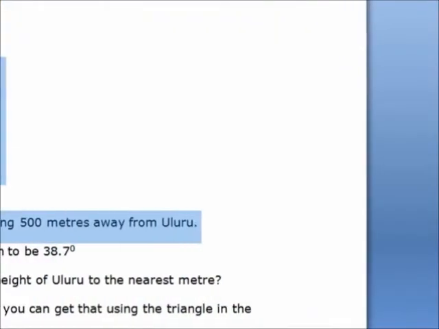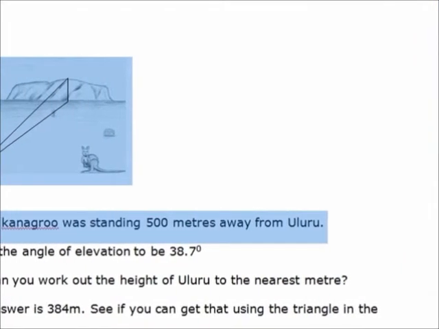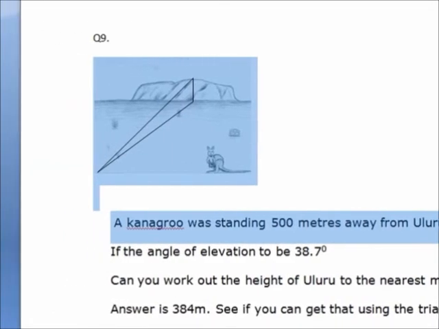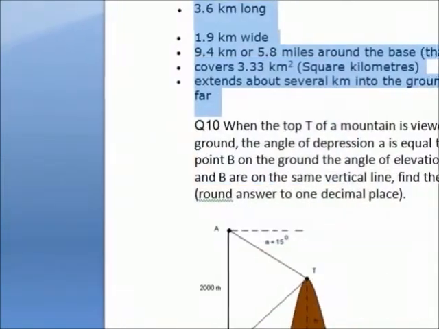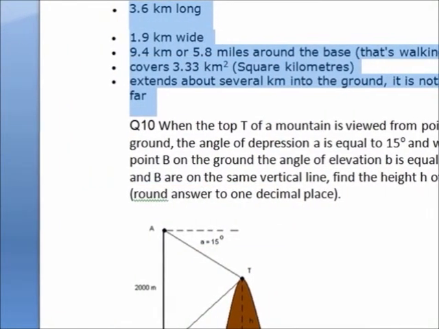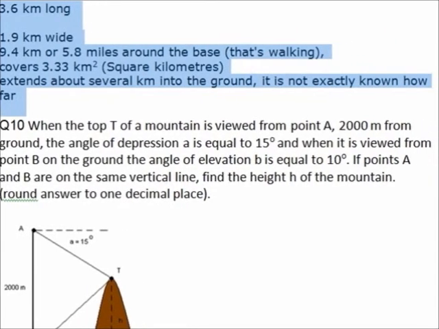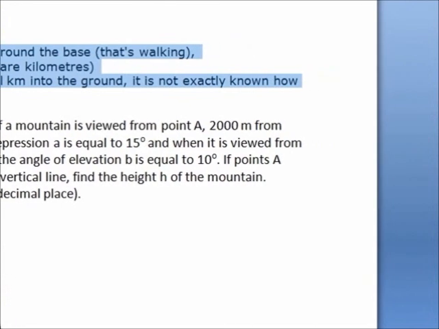And just finish off with an elevation problem there with a kangaroo standing a distance away from Uluru in Alice Springs. And just some interesting facts about Uluru. I didn't know it goes that many kilometres into the ground, but they've got a bit of an estimate there, so that's quite interesting as well.